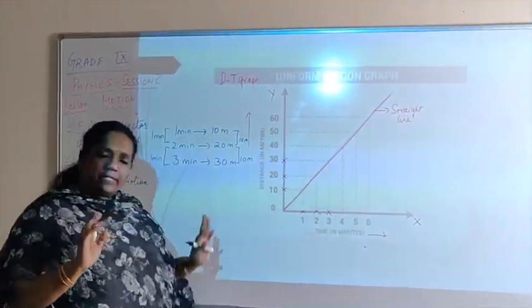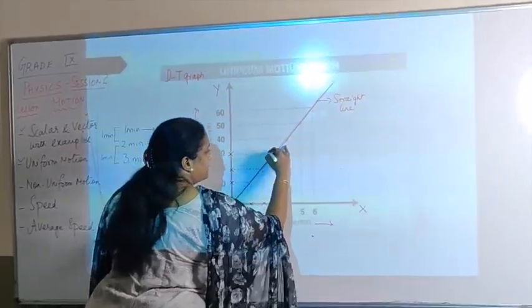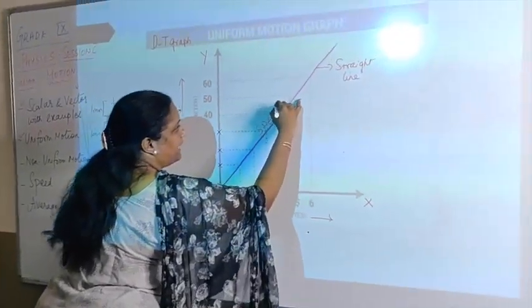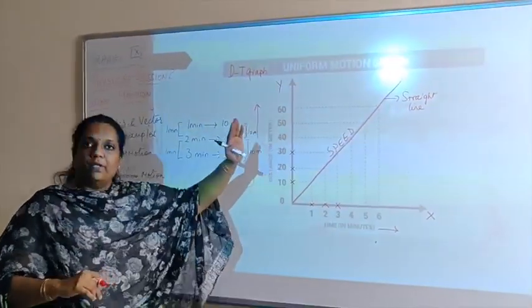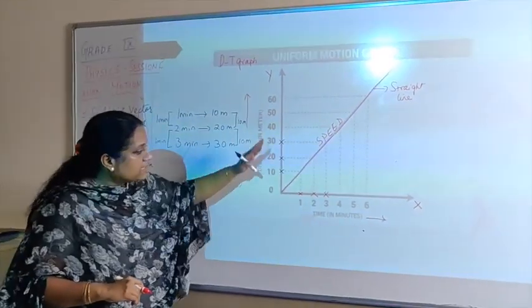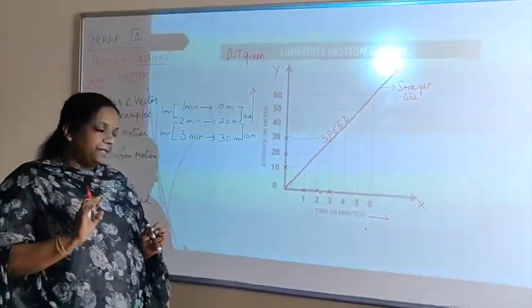Now, let me mention at this point itself that this slope that you see here represents the speed of motion, right? So, the speed is uniform. The vehicle is covering equal distances in equal intervals of time, which means it's traveling at uniform speed, right?